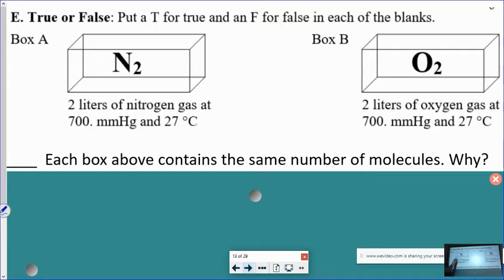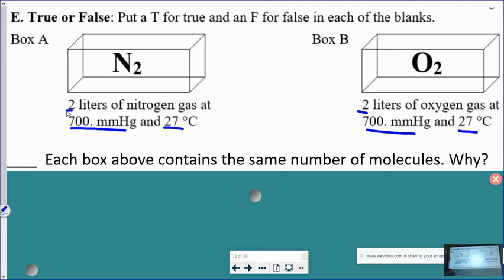So here we got a box and a box. Let's say they're sealed boxes, and this one's got nitrogen gas in it, and this one's got oxygen gas. That one's at 2 liters, and that one's at 2 liters. This one's at 700 millimeters of mercury, and this one's at 700 millimeters of mercury. This one's at 27 degrees Celsius, and this one's at 27 degrees Celsius. So the only thing that's different between these two is the actual gases that are in the box. So the question is, each box above contains the same number of molecules, true or false? Pause the video, see if you can answer that.